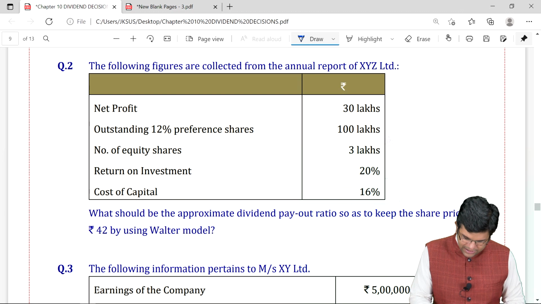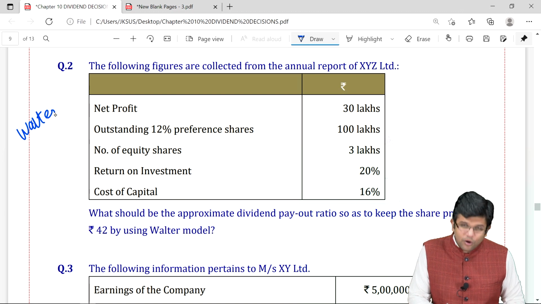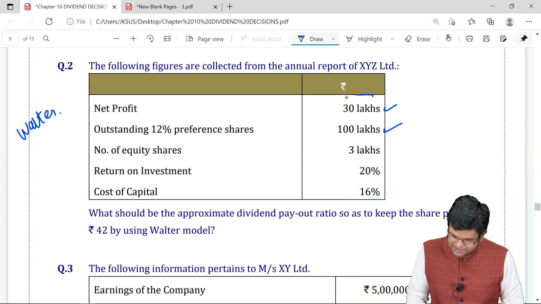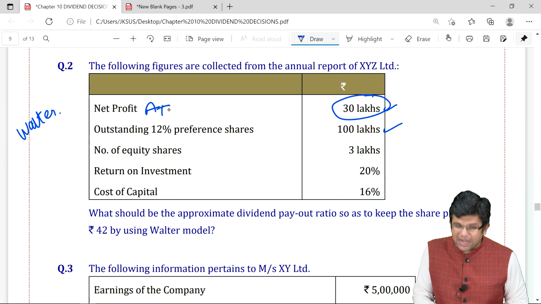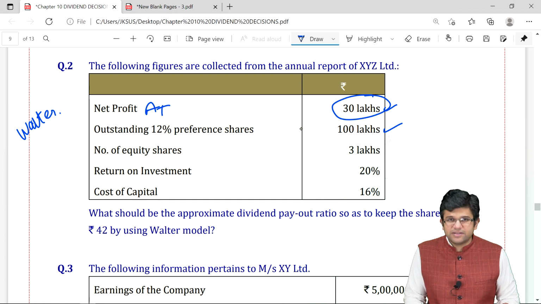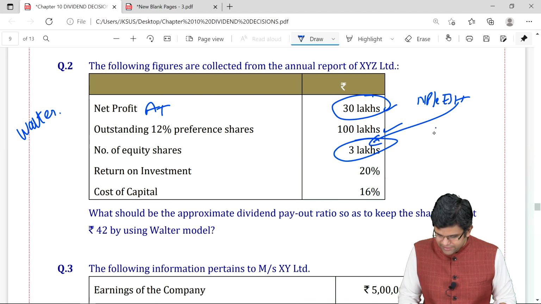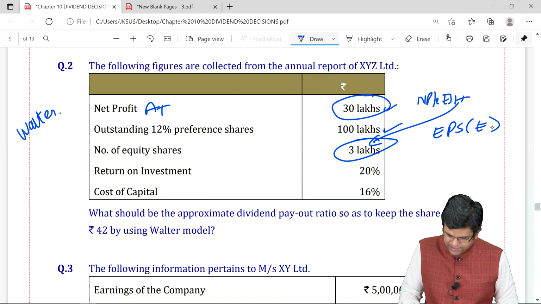Question number 2, again children, it's a Walter model question. They have given you net profits. They have given you outstanding 12% preference shares. Children, do you realize net profit is nothing but net profit after tax minus the preference dividend? If you do that, you will get the net profit for equity shareholders. If you divide that by the number of equity shares, you will get the earnings per share, that is E.